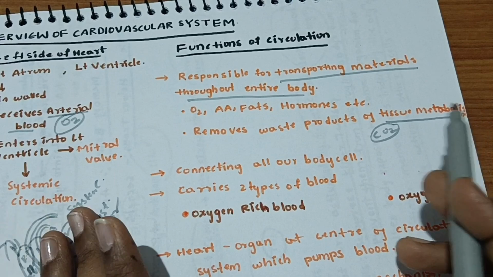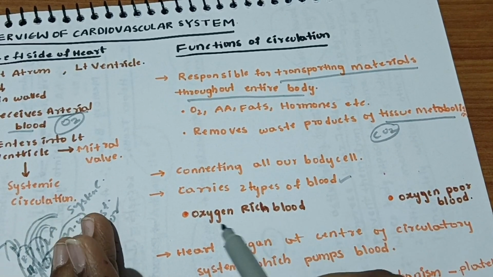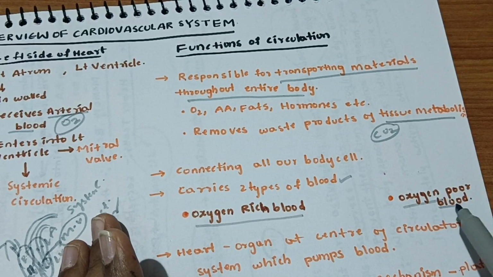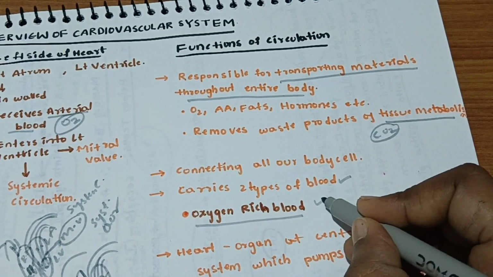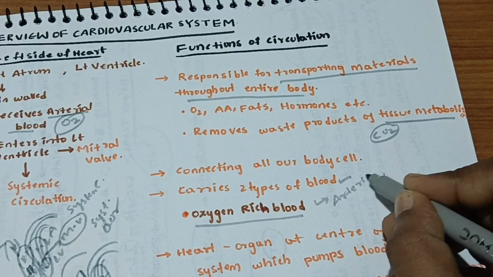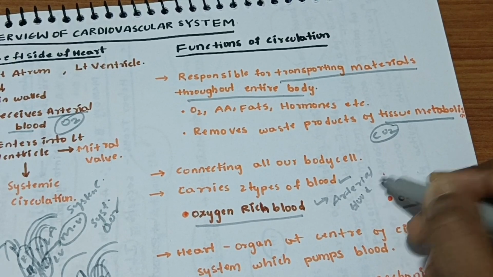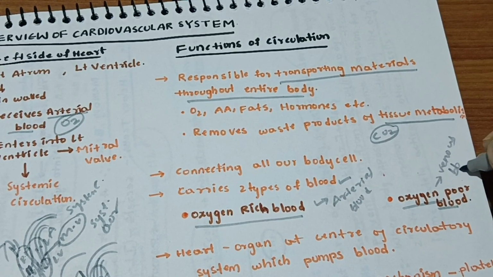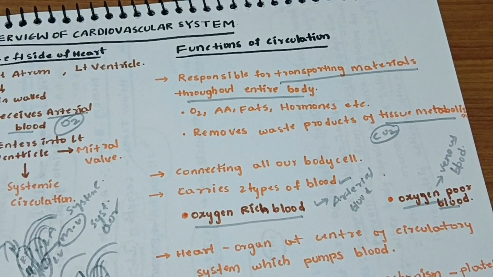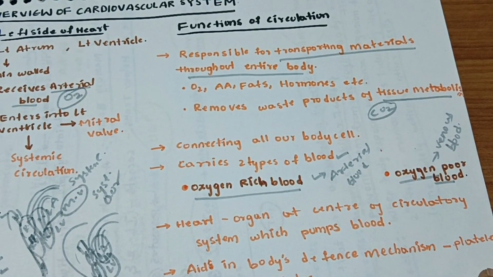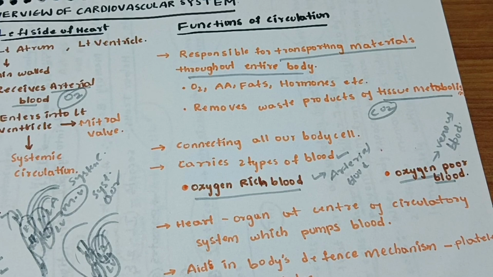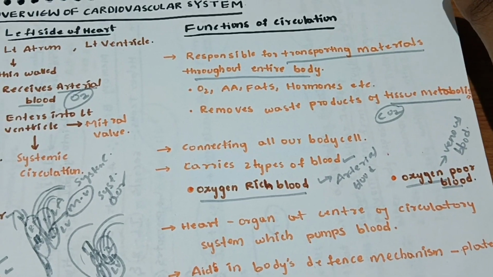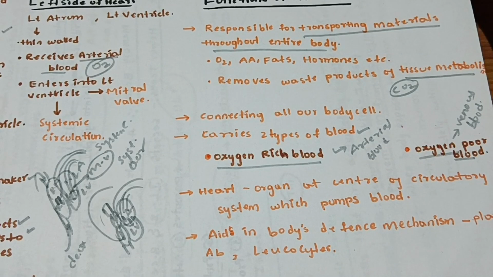The circulatory system carries two types of blood: oxygen rich blood and oxygen poor blood. Oxygen rich blood is arterial blood, carried by arteries. Oxygen poor blood is venous blood, carried by veins. Now the heart is the center of the circulatory system, which pumps blood. As I said in the introduction, the heart is the main organ whose function is to pump the blood.